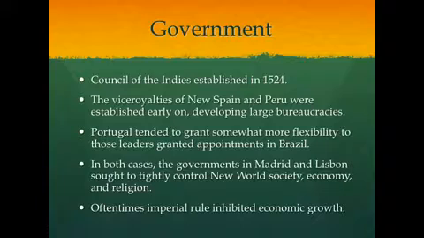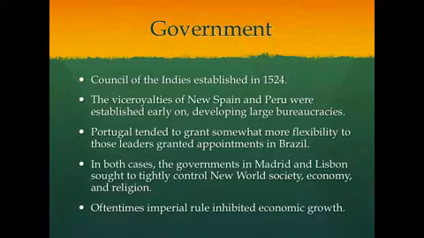And there were two large viceroyalties that were first established, that of New Spain in the northern part of Spain's empire, and Peru, which was largely the old Inca Empire. In time, and in the reforms of the mid-18th century, the Spanish will expand these to include a few more viceroyalties to make government a little bit more flexible. Portuguese tended to grant a greater degree of flexibility, a little bit more freedom for the local leaders that they had appointed to govern Brazil.